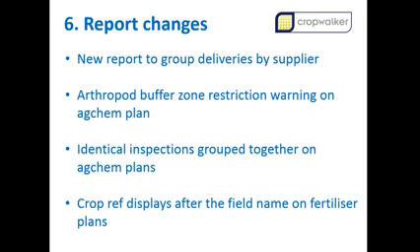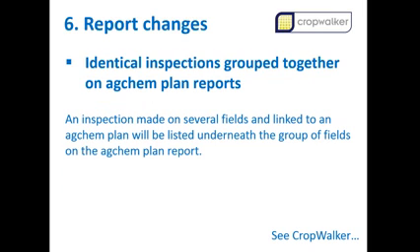Okay, and then the third report I wanted to point out to you is that when you link inspections to AgChem plans, if there's an identical inspection for a whole group of fields, rather than putting that inspection detail against each field on the AgChem plan, it's now just shown underneath the whole group of fields. It's only shown the once. So like I said, if an inspection is made on several fields and then linked to an AgChem plan, it will be listed underneath the group of fields rather than underneath each field.